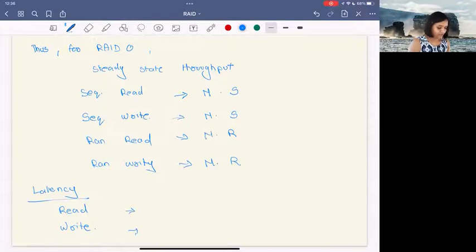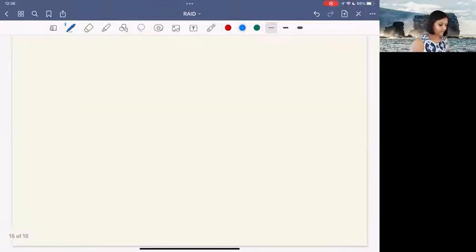In terms of latency, because there is no redundancy, every logical IO is translated to a single physical IO. So the time that it takes to perform a read is t. The time that it takes to perform a write is t. RAID 0 is the easiest to analyze. Now let's talk about RAID 1.